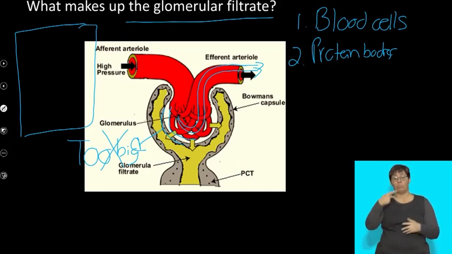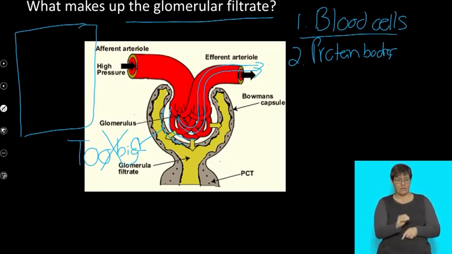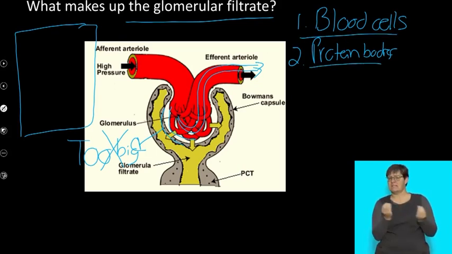So guys, if you find blood or if you find protein in your urine, that might be an indication that something is wrong. Right? Why would there be blood? Why would there be proteins? Because they don't filter through. Maybe something could be seriously wrong.